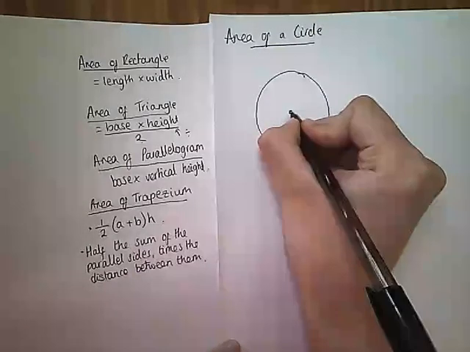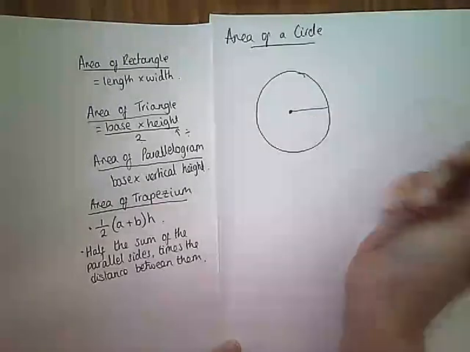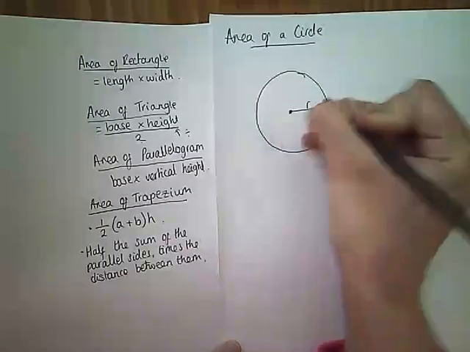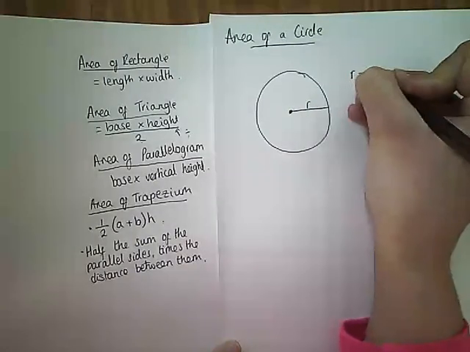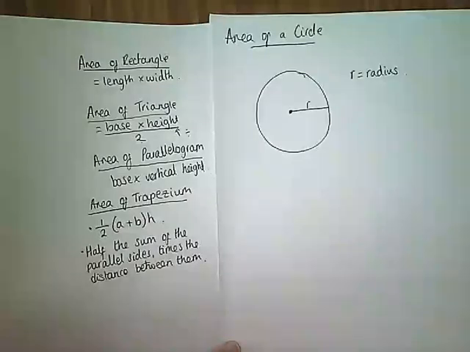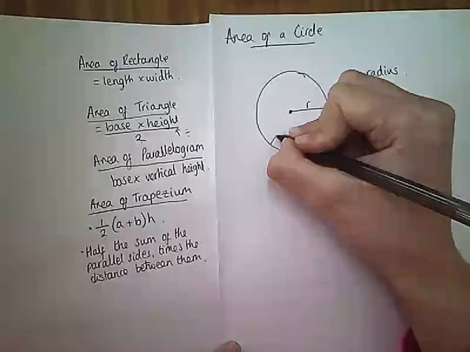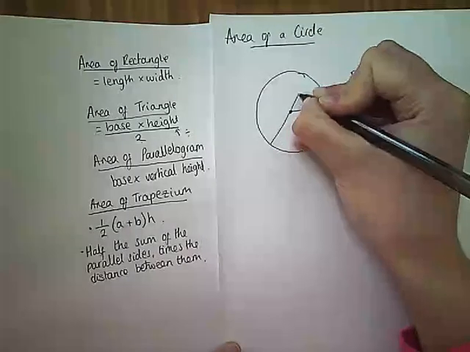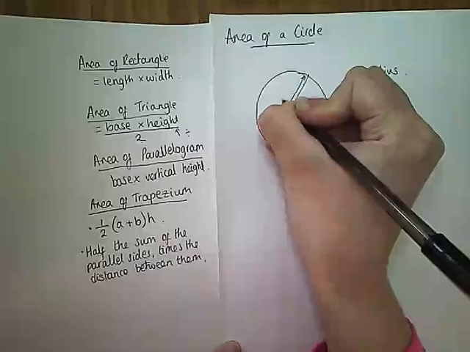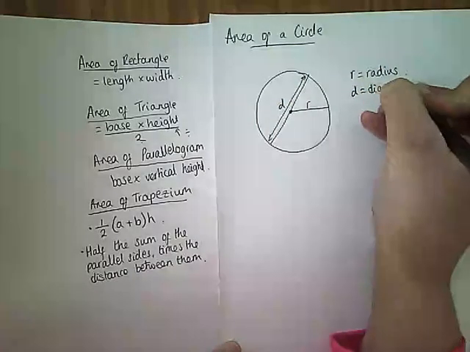So obviously a circle has a centre, and any line that goes from the centre to the edge of the circle is called the radius. Okay, now you will often see it being referred to as R, standing for radius. Any line that goes from edge to edge through the center of the circle is called the diameter. Okay, and you need to learn these words, they are important.